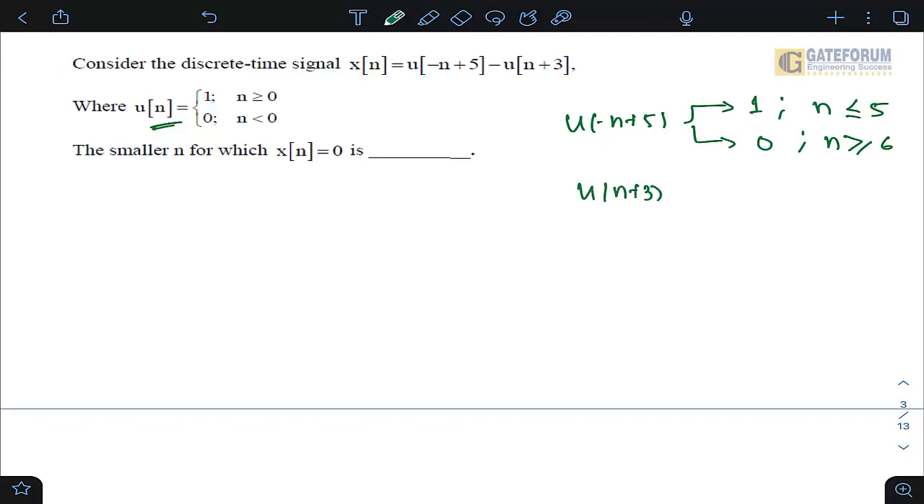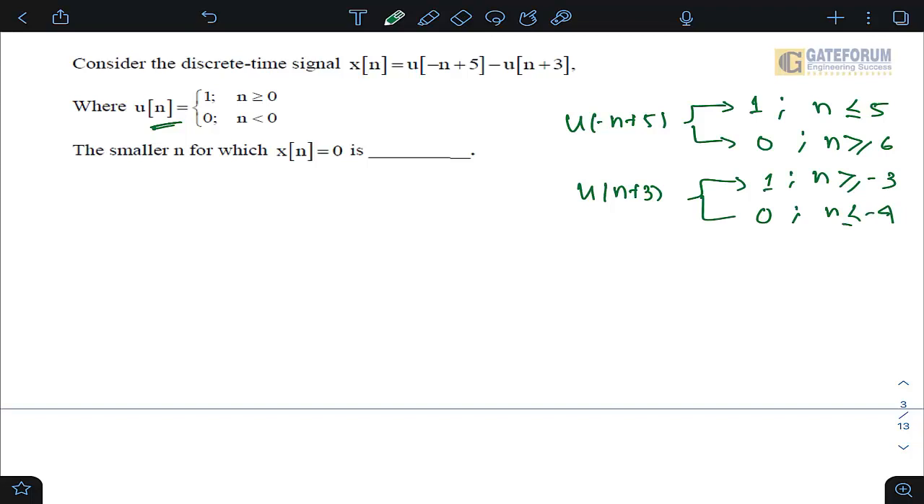U of n plus 3, where does it start? It starts at minus 3. So this is 1 for n greater than or equal to minus 3, and this is 0 for n less than or equal to minus 4, or n less than minus 3. So now let us plot it.